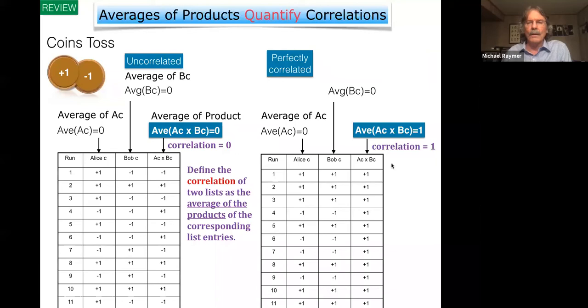Whereas over here, we have a case where notice that Alice and Bob always get exactly the same result, +1 or -1 together. And so in this case, because the product of -1 times -1 is +1, all of them are +1. So the average is +1, so the correlation is +1. So we say that these are positively correlated. If this were -1, we would say they were anti-correlated.